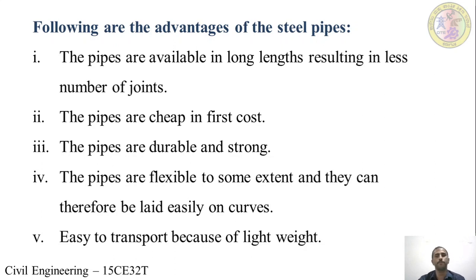Advantages of steel pipes. These pipes are available in long length. As the route or length of the conveyance increases, the number of joints also increases, resulting in increase in project cost and duration to complete the project. If the pipes are available in long length, number of joints can be reduced.